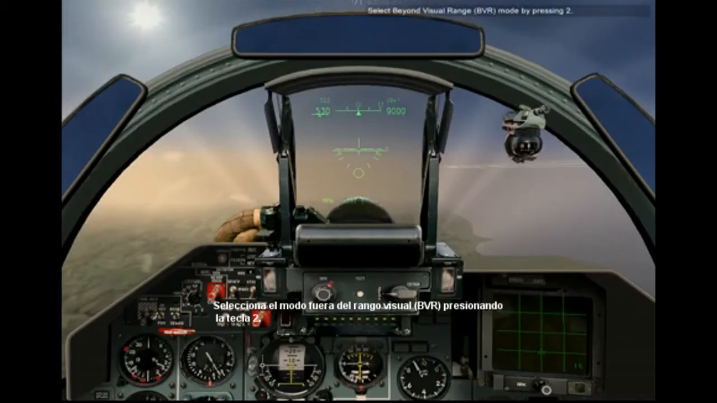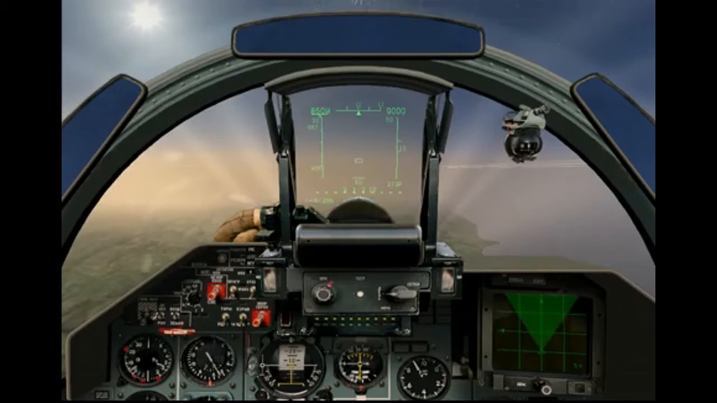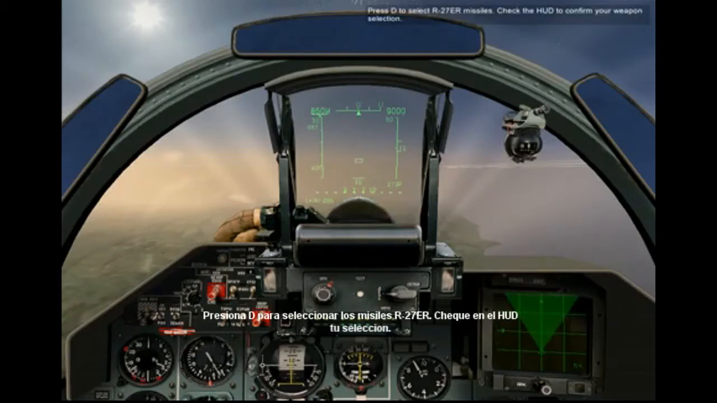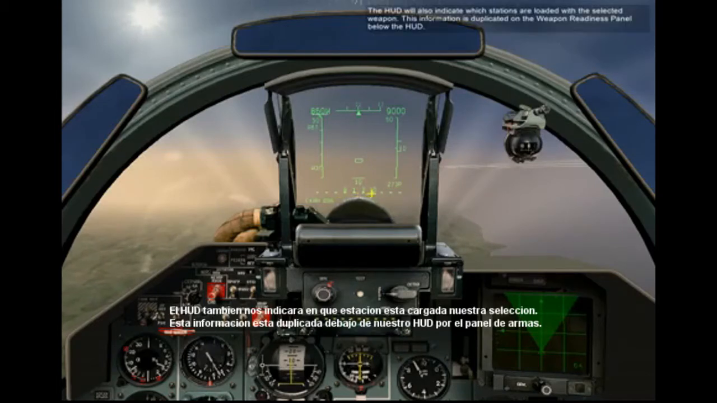Select Beyond Visual Range Mode by pressing 2. Press I to activate the radar. Press D to select R-27ER missiles. Check the HUD to confirm your weapon selection. The HUD will also indicate which stations are loaded with the selected weapon. This information is duplicated on the Weapon Readiness panel below the HUD.